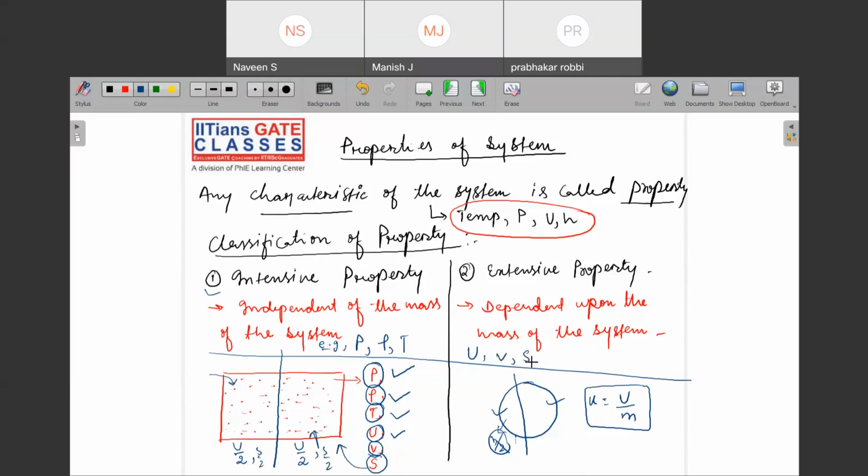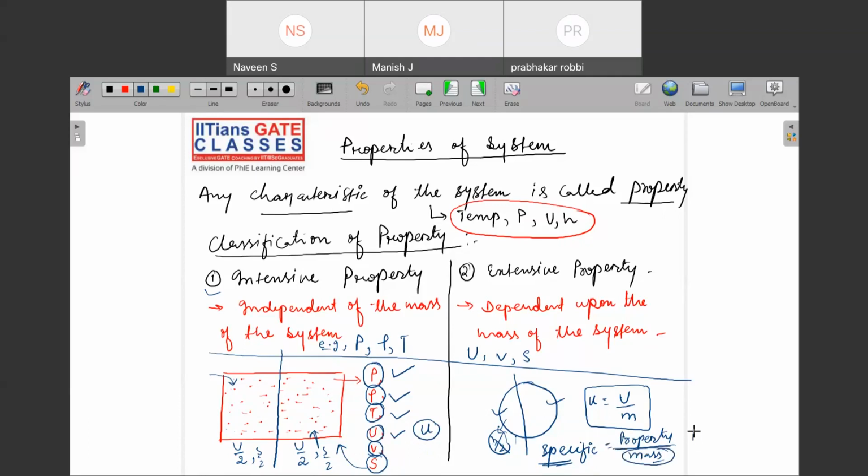Now, I told you repeatedly about one thing, specific terms. Specific means what? A given property divided by whom? Mass. So property per unit mass is called a specific property. For example, here we were talking about U, V and S. Now instead of capital U, if I write small u, that means specific internal energy, then I have already made it independent of mass. Why? Because I have converted it into per unit mass.